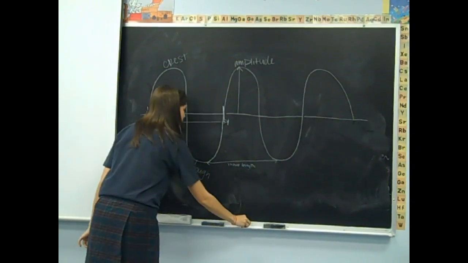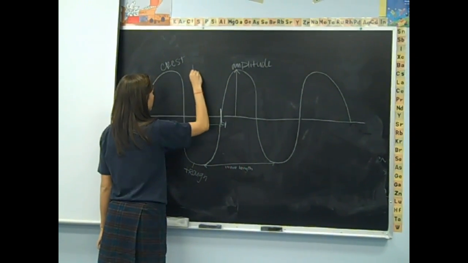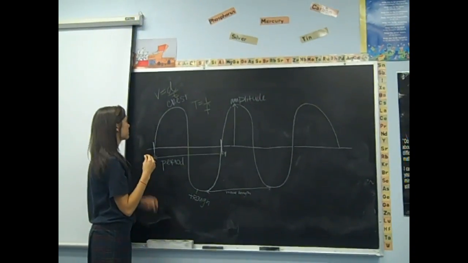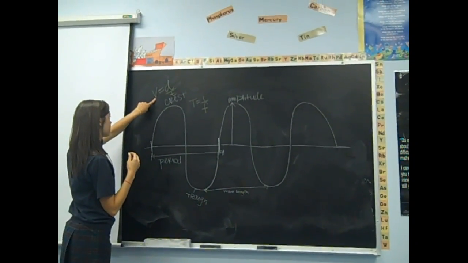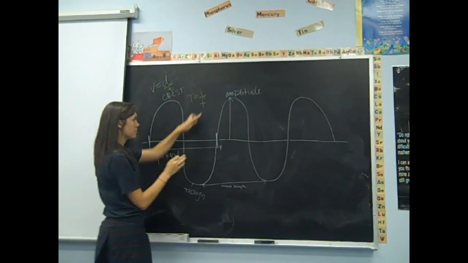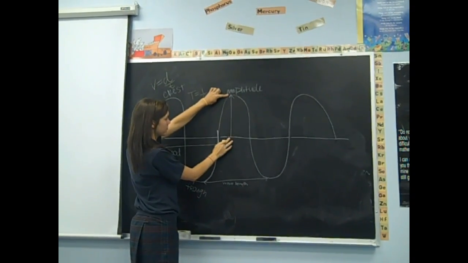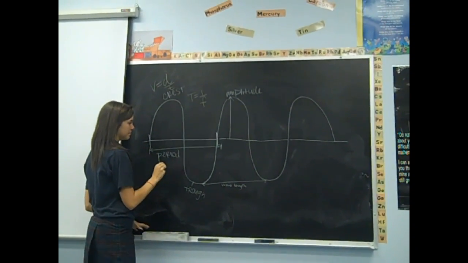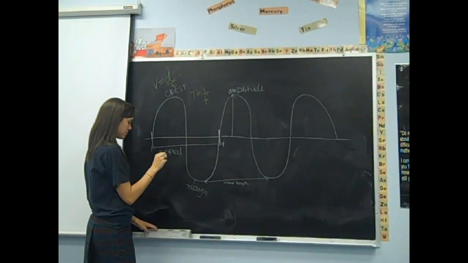The distance between 2 successive crests, troughs, or similar points is called wavelength. Velocity is how fast a traveling wave moves. Amplitude is the maximum distance from the rest position. To produce a larger amplitude, more work must be done, and more work means more energy.